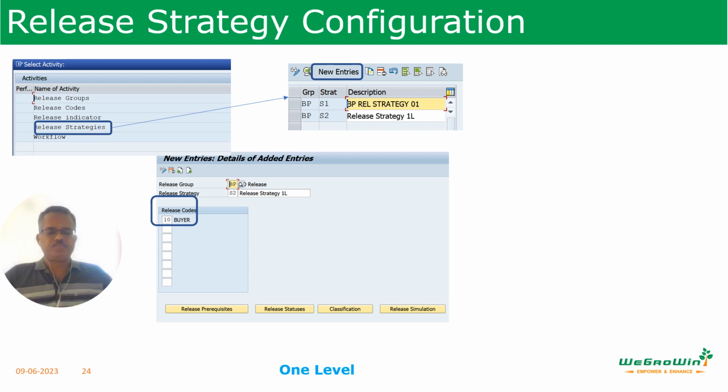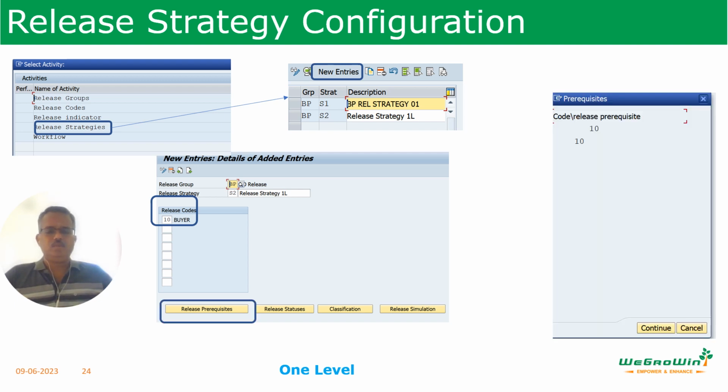In this, first let us set up the system for the one level release procedure. So we enter only one release code, 10, here, and then we have to check the prerequisite. Because it is only one level, there is no prerequisite showing here, meaning there is no previously created level that has to approve first. Then press continue from here.